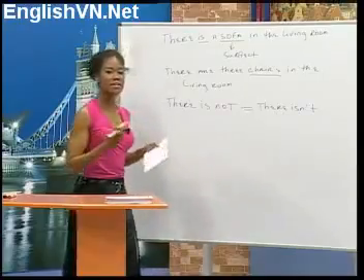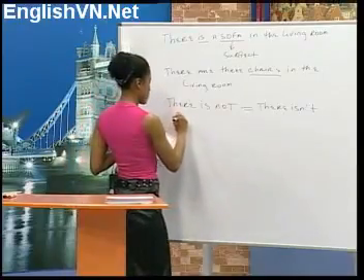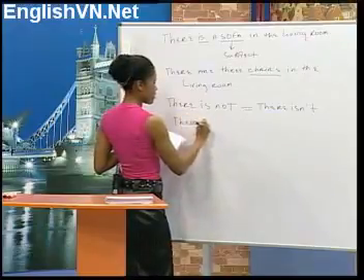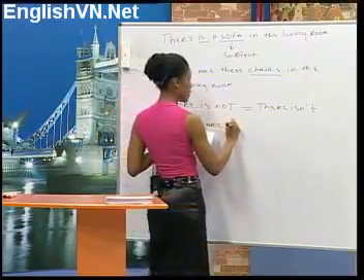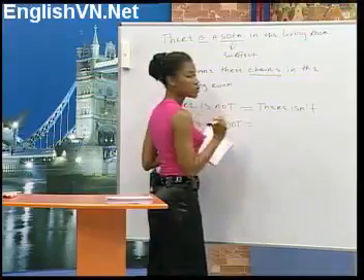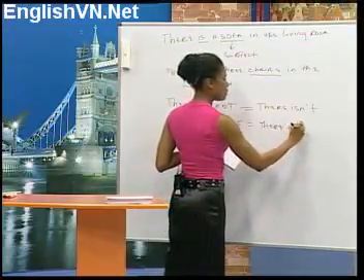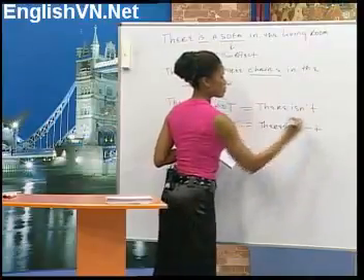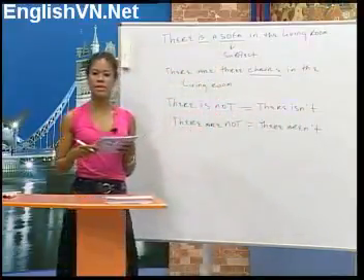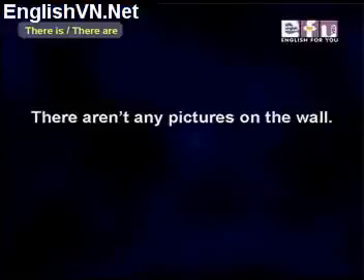Okay, the negative of there are is there are not, or short form, there aren't. Okay, look at your screen for an example. There aren't any pictures on the wall.